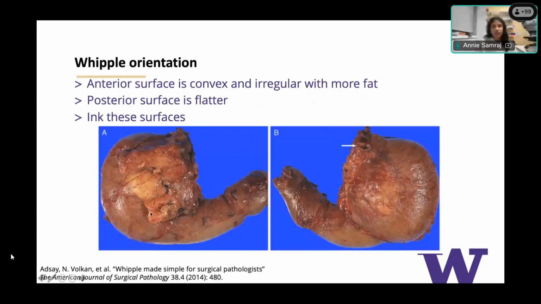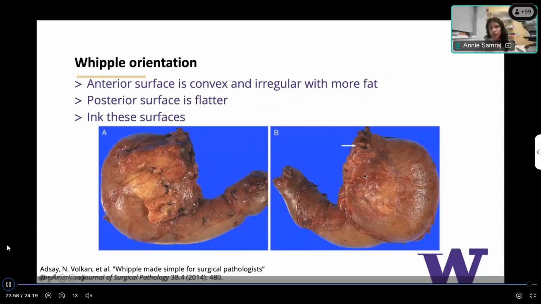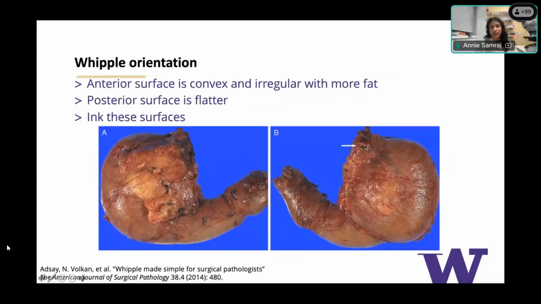So the anterior surface, this here on the left side, is more sort of lumpy bumpy. It is more convex. It is irregular. It has more fat. And then here on the other side, on the right, you'll notice that the posterior surface is flat, and it's smoother and flatter. And so it is a good idea to ink these surfaces. And here also notice on the posterior side, it's easier to identify the bile duct margin right there.